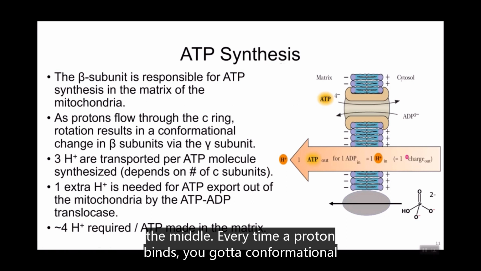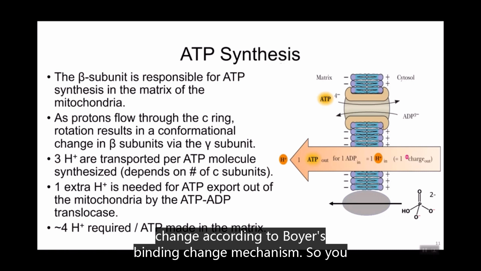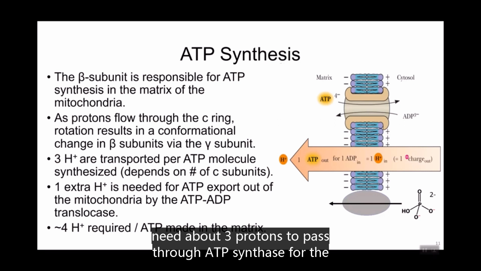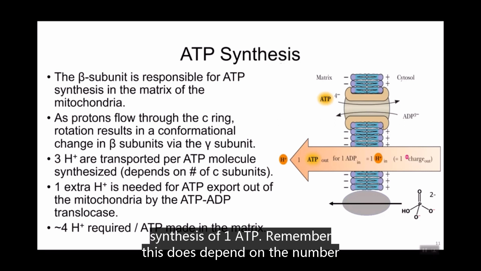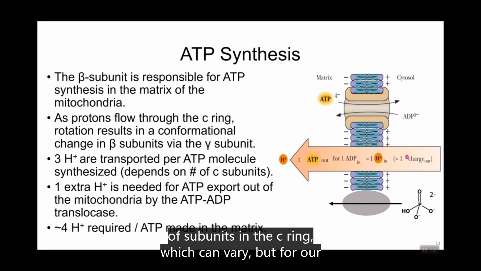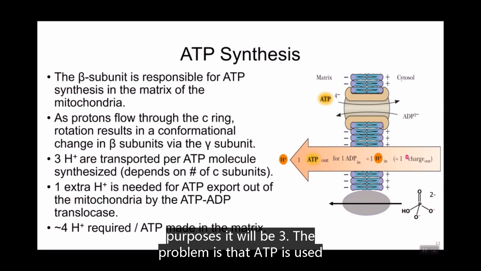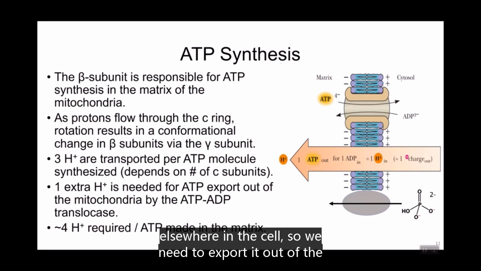Every time a proton binds, you get a conformational change according to Boyer's binding change mechanism, so you need about 3 protons to pass through ATP synthase for the synthesis of 1 ATP. Remember, this does depend on the number of subunits in the C ring, which can vary, but for our purposes, it will be 3. The problem is that ATP is used elsewhere in the cell, so we need to export it out of the matrix.